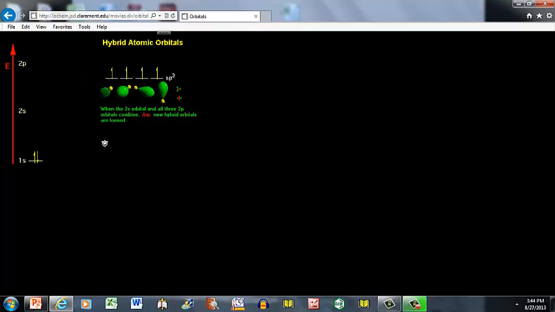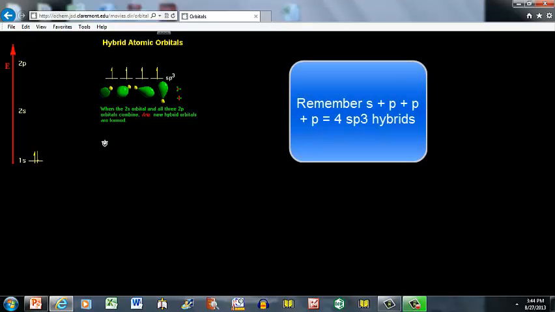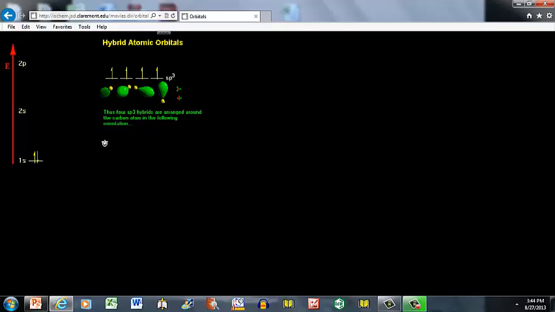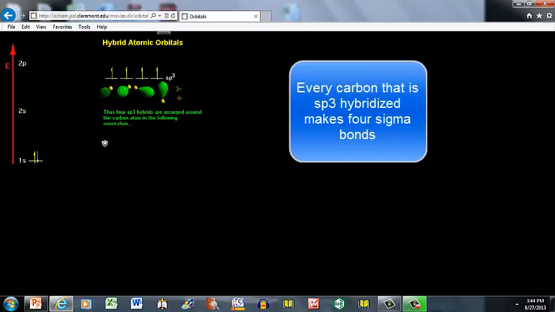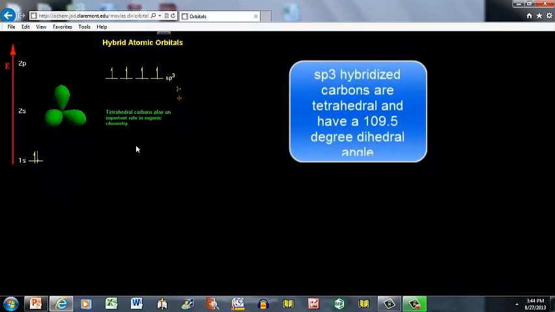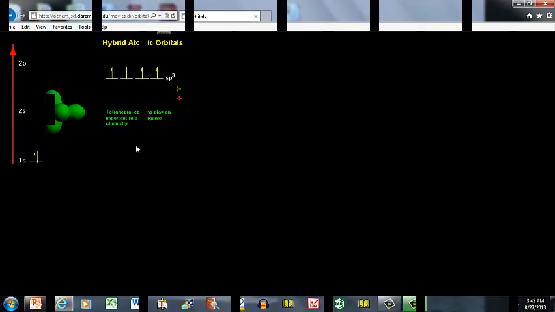For sp3 hybridization, what you'll notice is that you're adding together 1 s and all 3 p orbitals to give you 4 hybrid orbitals. Those 4 orbitals are shown here on the screen. When those 4 orbitals combine, that's how carbon is able to form the tetrahedral geometry that you see here. Alright, notice the bond angle is 109.5, and every carbon that's sp3 hybridized has a tetrahedral geometry.